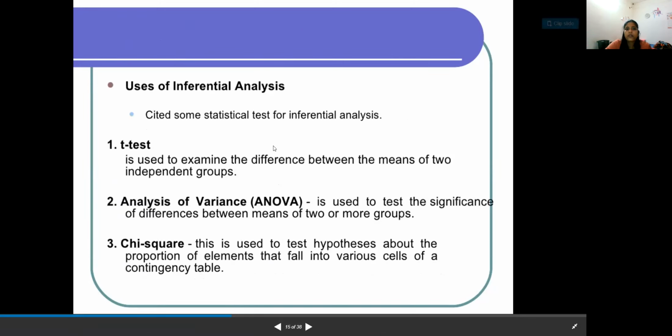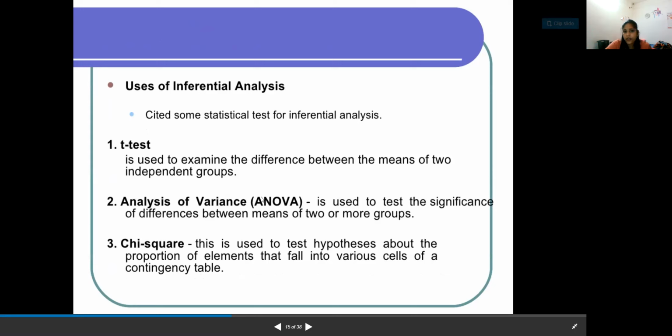Okay, you can see the use of inferential statistics. Cited some statistical tests or inferential analysis. First one, a t-test, the paired t-test. It is used to examine the difference between the means of two independent groups. We are using it for identifying differences in the groups. The mean correlation we have to find out, we are using in the paired t-test.